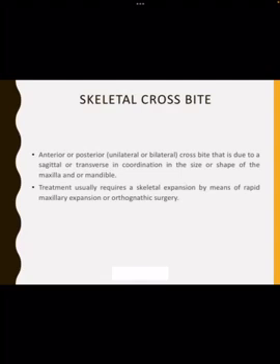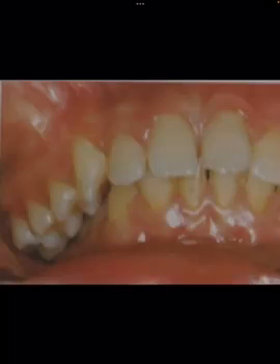Now this is skeletal crossbite, the anterior posterior crossbite that is due to a sagittal or transverse incoordination in the size or shape of the maxilla or mandible. The treatment usually requires a skeletal expansion by means of rapid maxillary expansion or orthognathic surgery. A skeletal crossbite where you can see that there is a complete anterior crossbite.